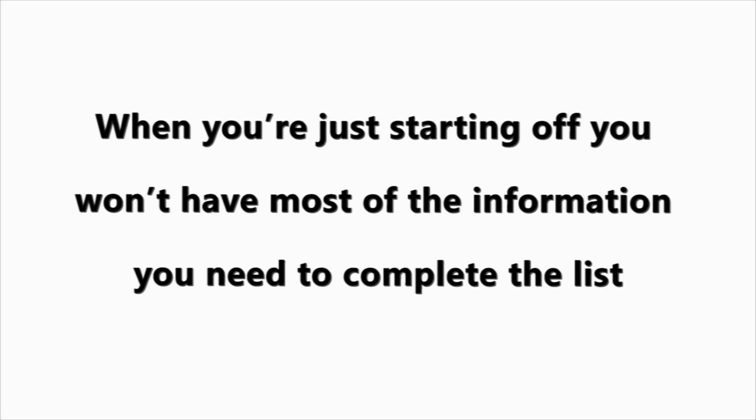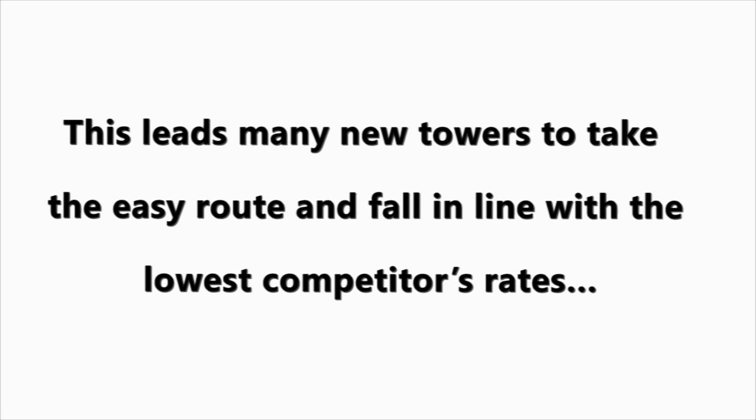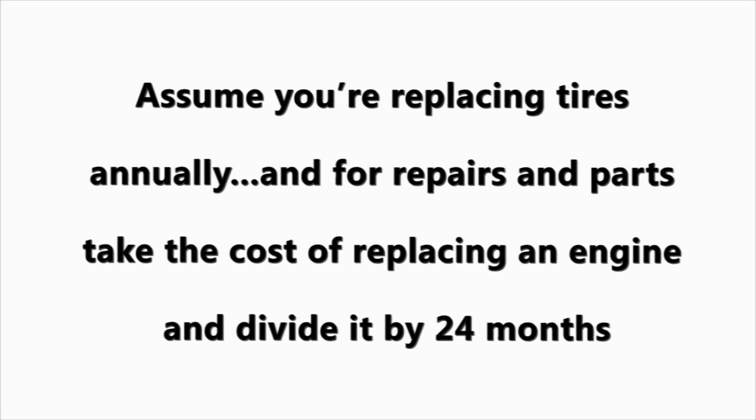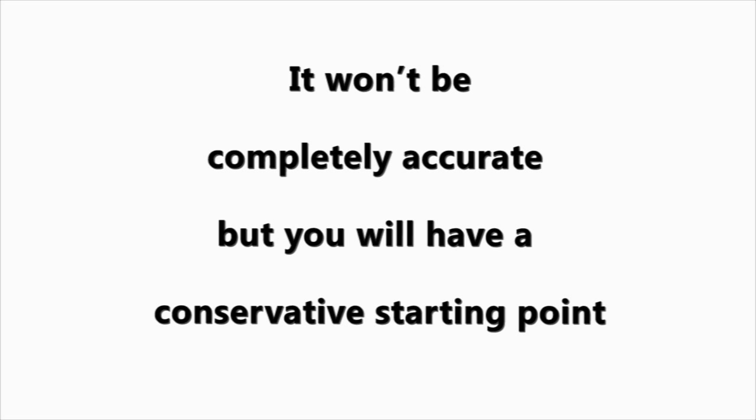1. Identify and enumerate costs. When you're just starting off, you won't have most of the information you need to complete the list. This leads many new towers to take the easy route and fall in line with the lowest competitors' rates, or even worse, they'll come in a few dollars under. It's a bit harder, but instead I suggest you take the time to make some calls and gather the average costs. Assume you're replacing tires annually, and for repairs and parts, take the cost of replacing an engine and divide it by 24 months. It won't be completely accurate, but you will have a conservative starting point.